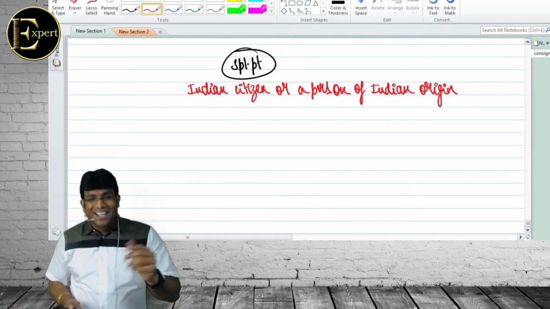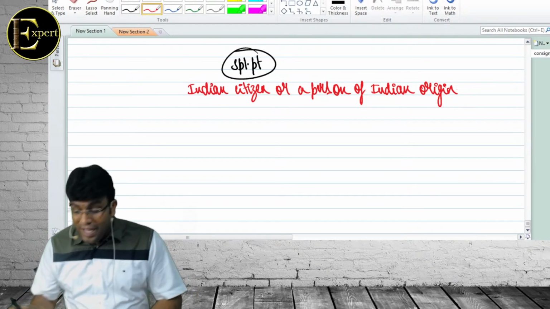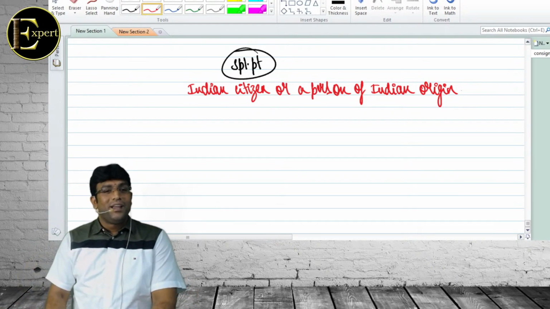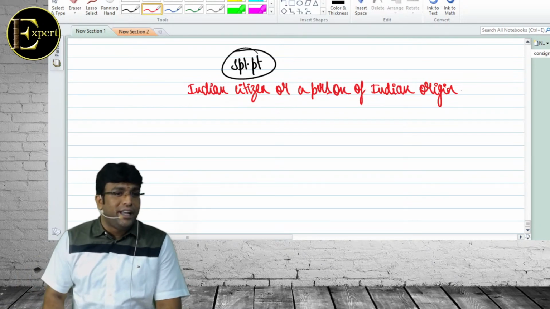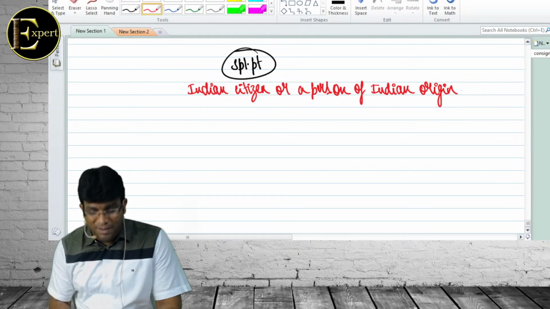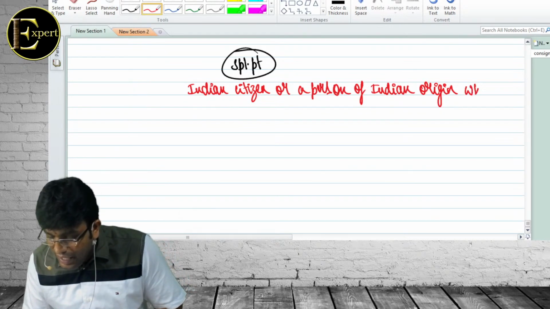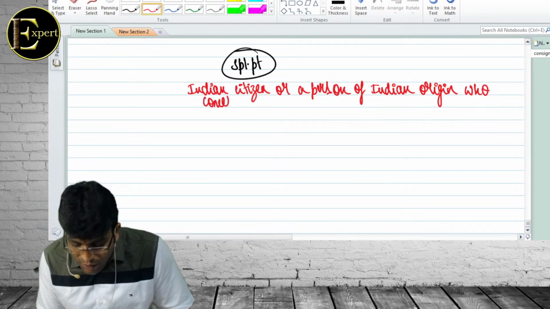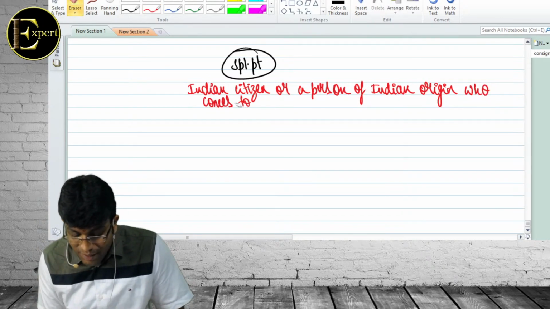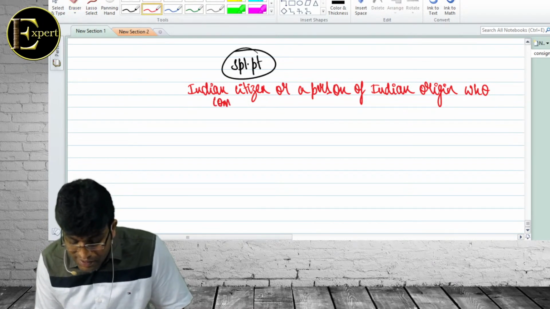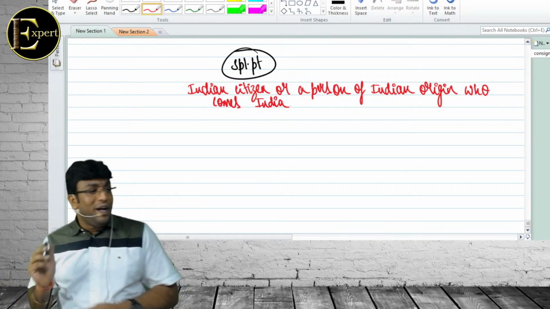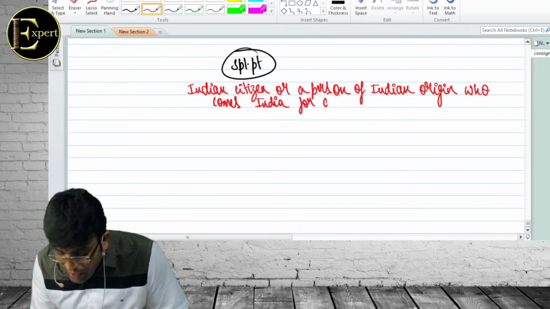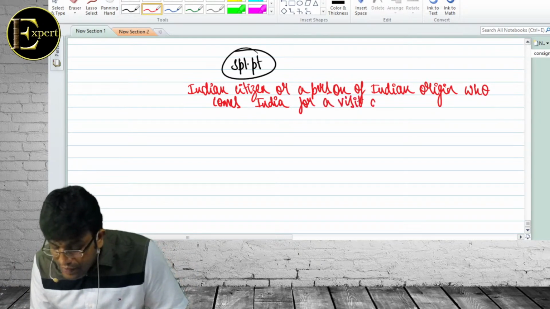Come on, correct? Indian citizen or a person of what? Indian origin. So what is the first point? Indian citizen leaving India. Second point, Indian citizen leaving India. In both cases they are going out. Now look, Indian citizen or a person of Indian origin who comes to India. Sir, until now we were talking about going, now what are we talking about? We are talking about coming. Indian citizen or a person of Indian origin who comes to India for a visit during previous year.